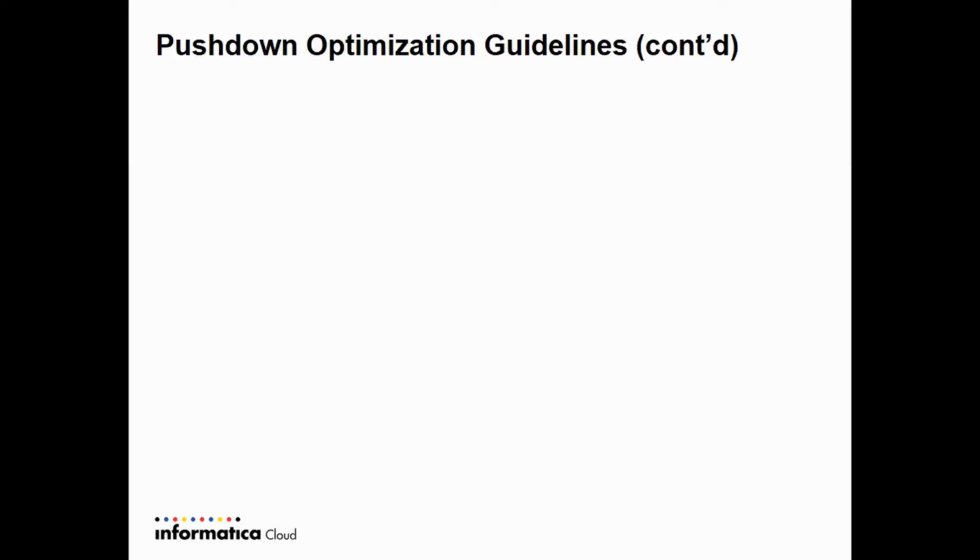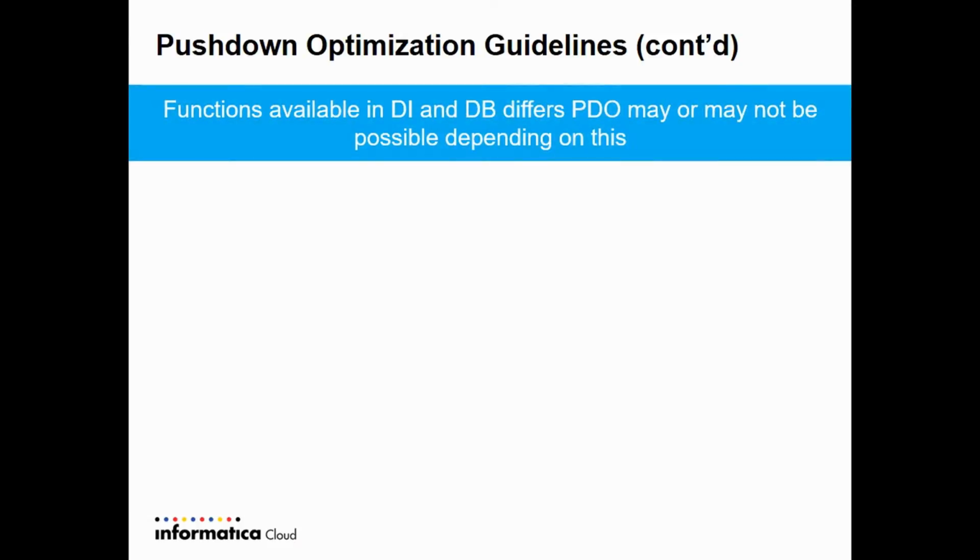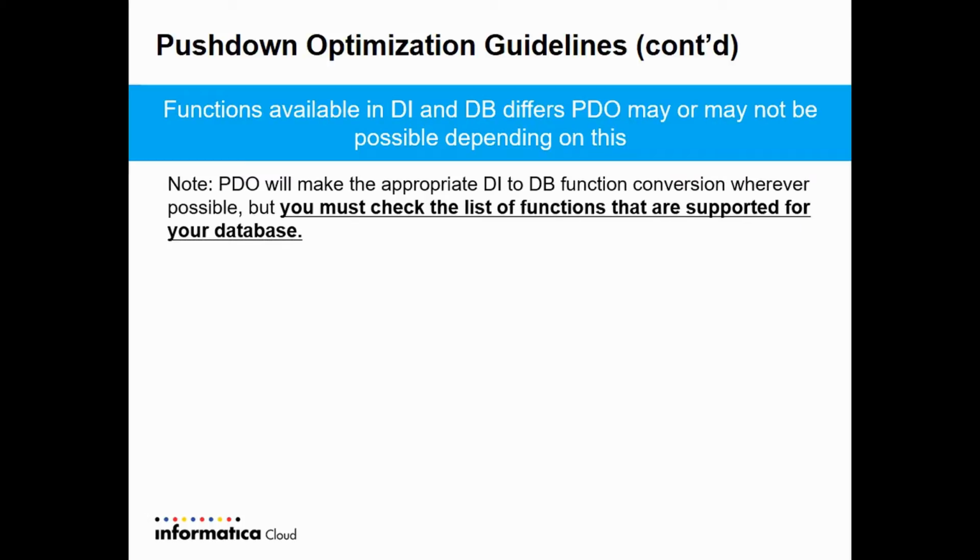Next, let us discuss how data integration, or DI, to database, or DB, function conversions happen when pushdown optimization is used. Functions available in DI and DB differ. PDO may or may not be possible depending on this. Note, PDO will make the appropriate DI to DB function conversion wherever possible. However, you must check the list of functions that are supported for your database.